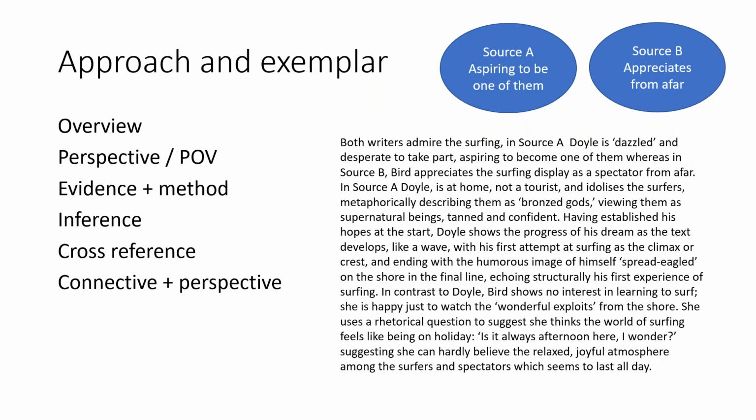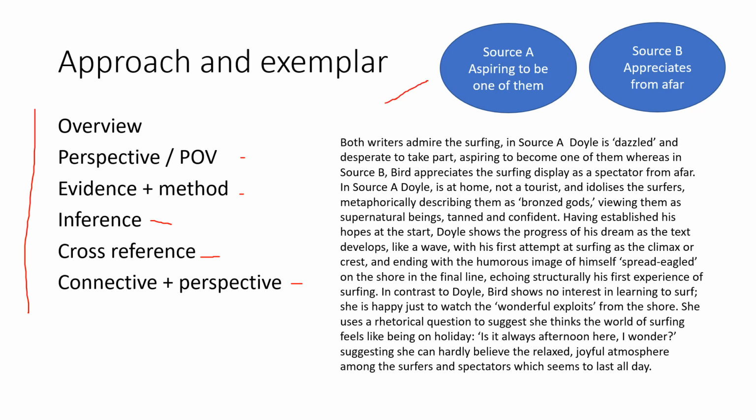Okay, so on this particular slide, we'll take some time to look at the approach and an exemplar response. So looking at the left of the slide, you can see here is a reminder of the approach. We begin with an overview of both sources. We then identify the perspective and point of view in source A. We then include a piece of evidence and an appropriate method, making sure that we analyse this effectively. We then cross-reference further in source A, and then we use a connective and we complete the same process for source B.